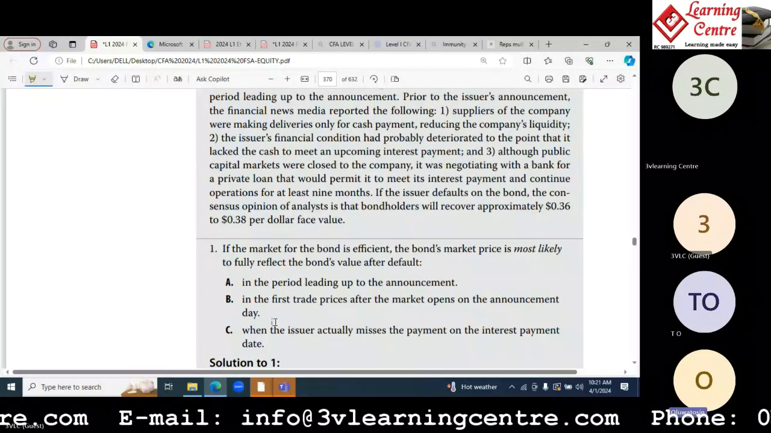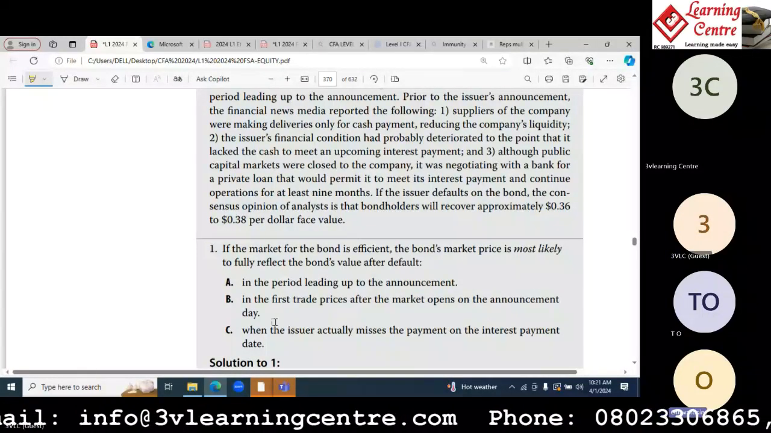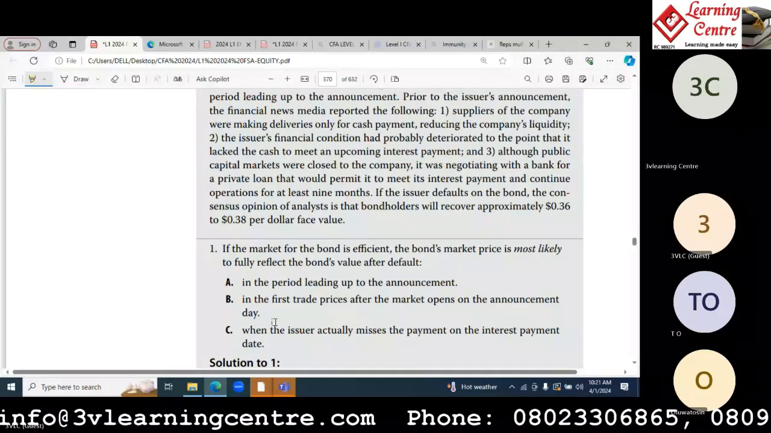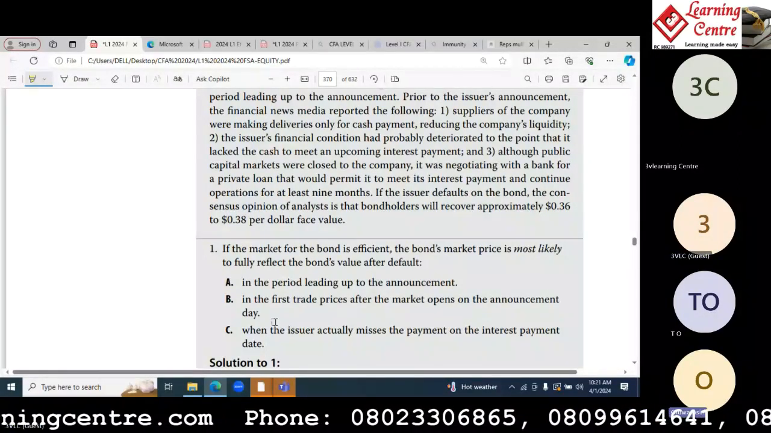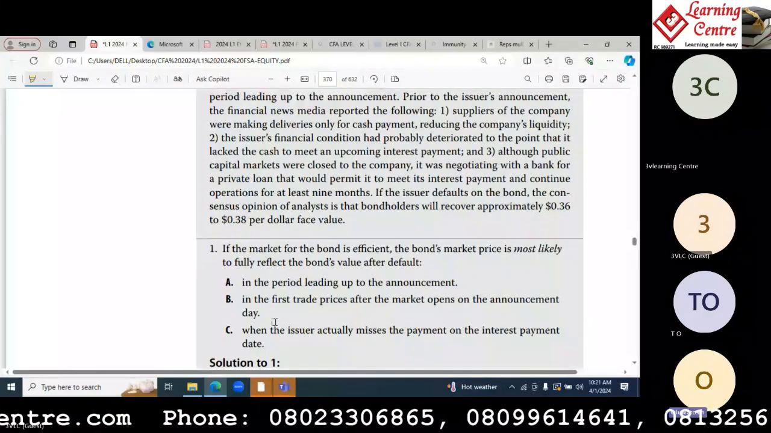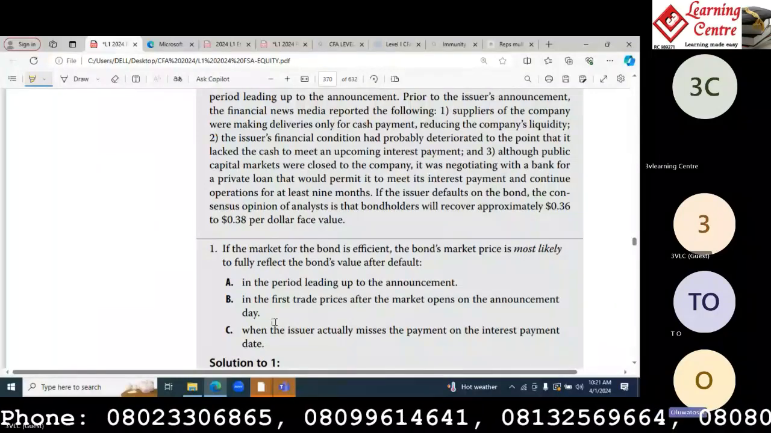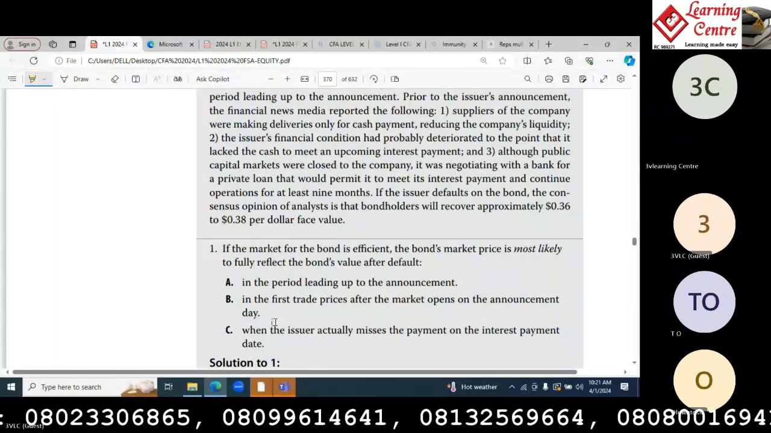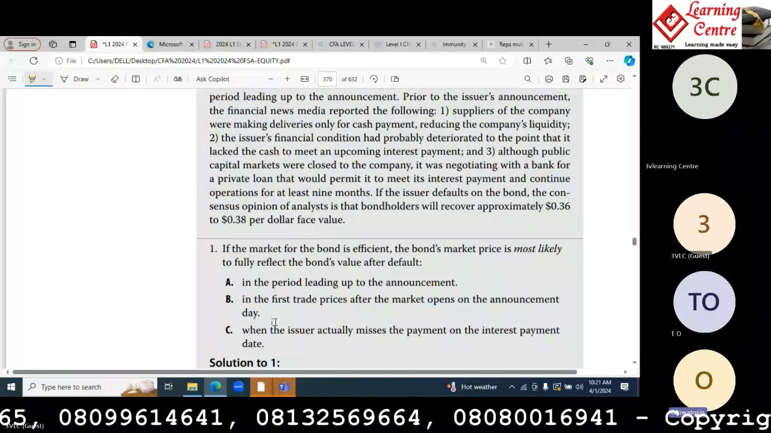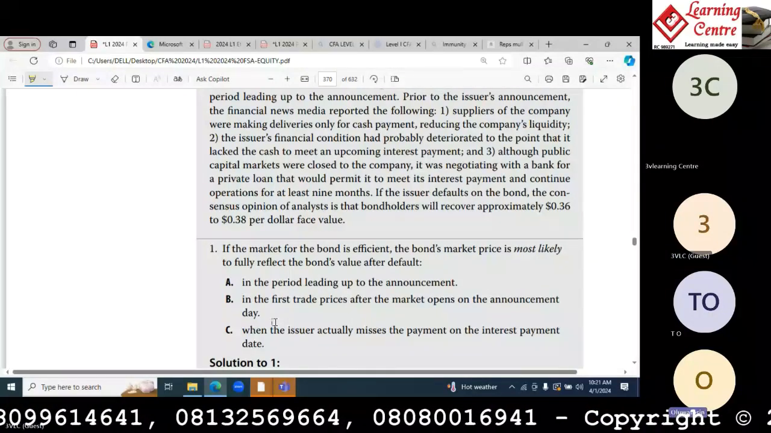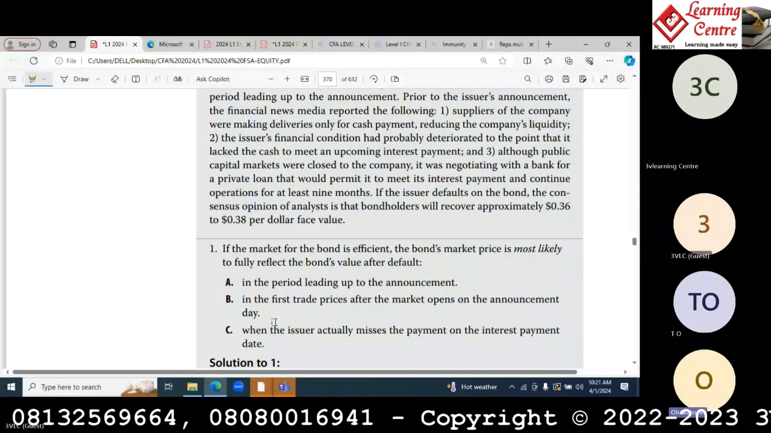So even though A is a probable answer, like the period leading up to the announcement, I want to believe that when the information actually gets to the market, that's when the market should react. The earliest possible period after the announcement is the first trade after the announcement, which is B.